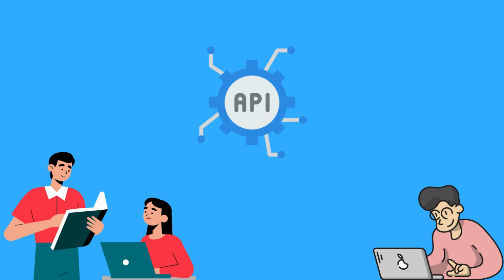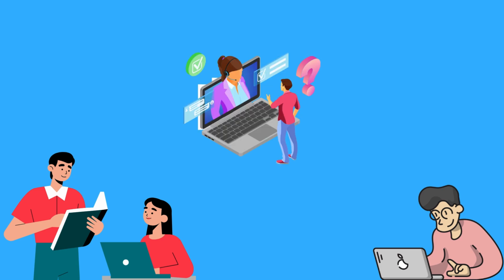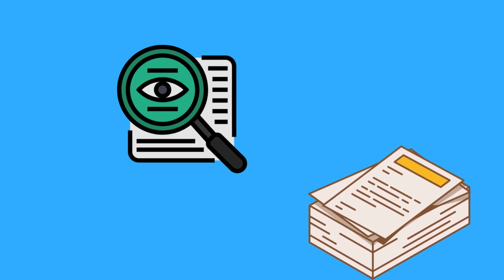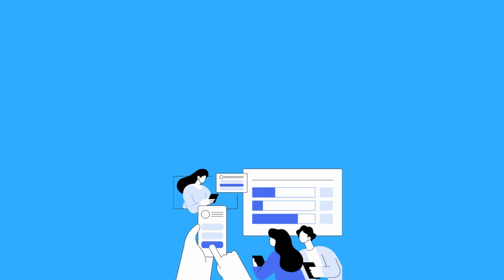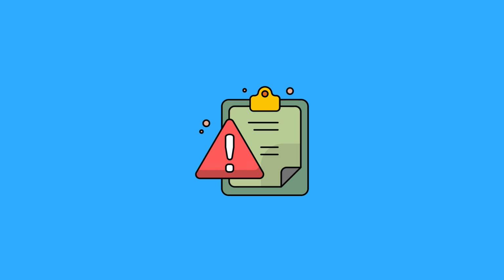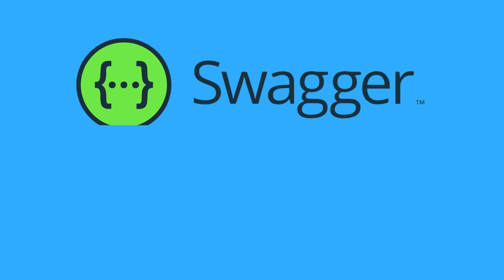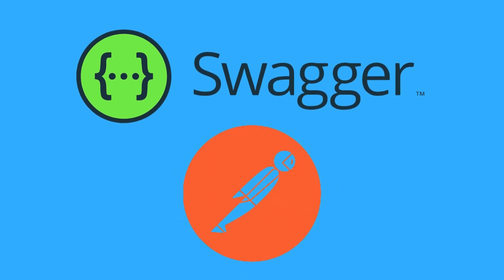Documentation is critical for any API. A well-documented API makes it easy for developers to understand how to use it and reduces the need for support. Your documentation should include clear explanations of each endpoint, the parameters it accepts, the responses it returns, and any error codes that might be encountered. Tools like Swagger or Postman can help you create interactive API documentation that allows developers to test your API directly from the documentation. This can greatly improve the developer experience and make your API more accessible.